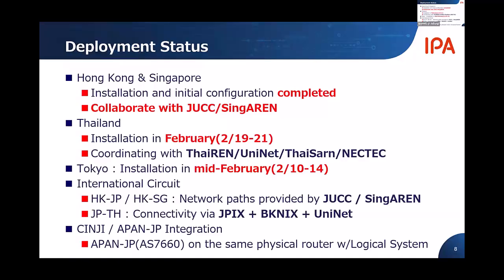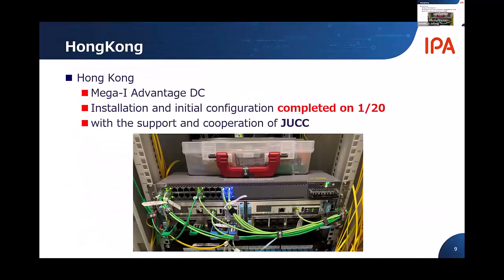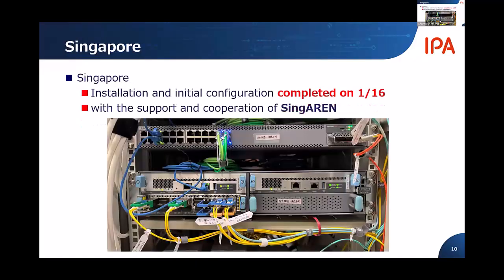Next, APAN-JP integration: APAN-JP runs on the same physical router with a logical system. This is the Hong Kong side, where we installed our routers in the MegaI and Advantage data centers. Installation and initial configuration were completed on January 20, with the support and cooperation of JUCC. This photo shows our routers. In Singapore, installation and initial configuration were completed on January 16, with the support and cooperation of Singapore.